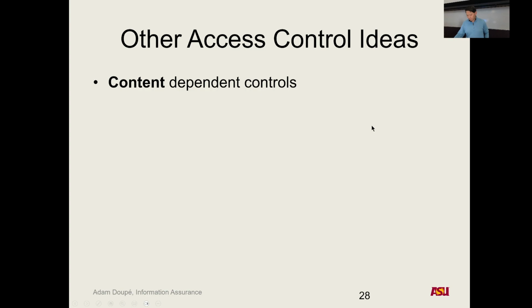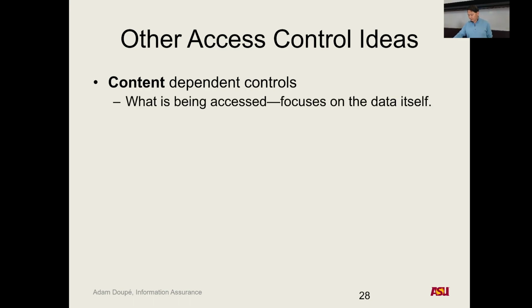So today we will look at some more practical applications of access control models. Basically, there are two concepts for dividing these control ideas. The first one is content-dependent control. These controls restrict access based on the actual content or attribute of the data.